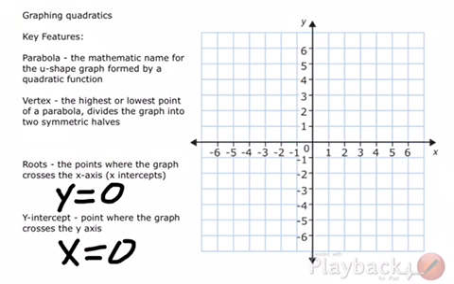Okay, so just to recap, the parabola is the U-shaped graph of a quadratic equation or quadratic function. The vertex is found by using the formula x equals negative b over 2a. Once you have the axis of symmetry, you plug that value back into your equation to figure out your y value. To find the roots, you plug in y equals 0. To find the y-intercept, you plug in x equals 0 and solve your equations.